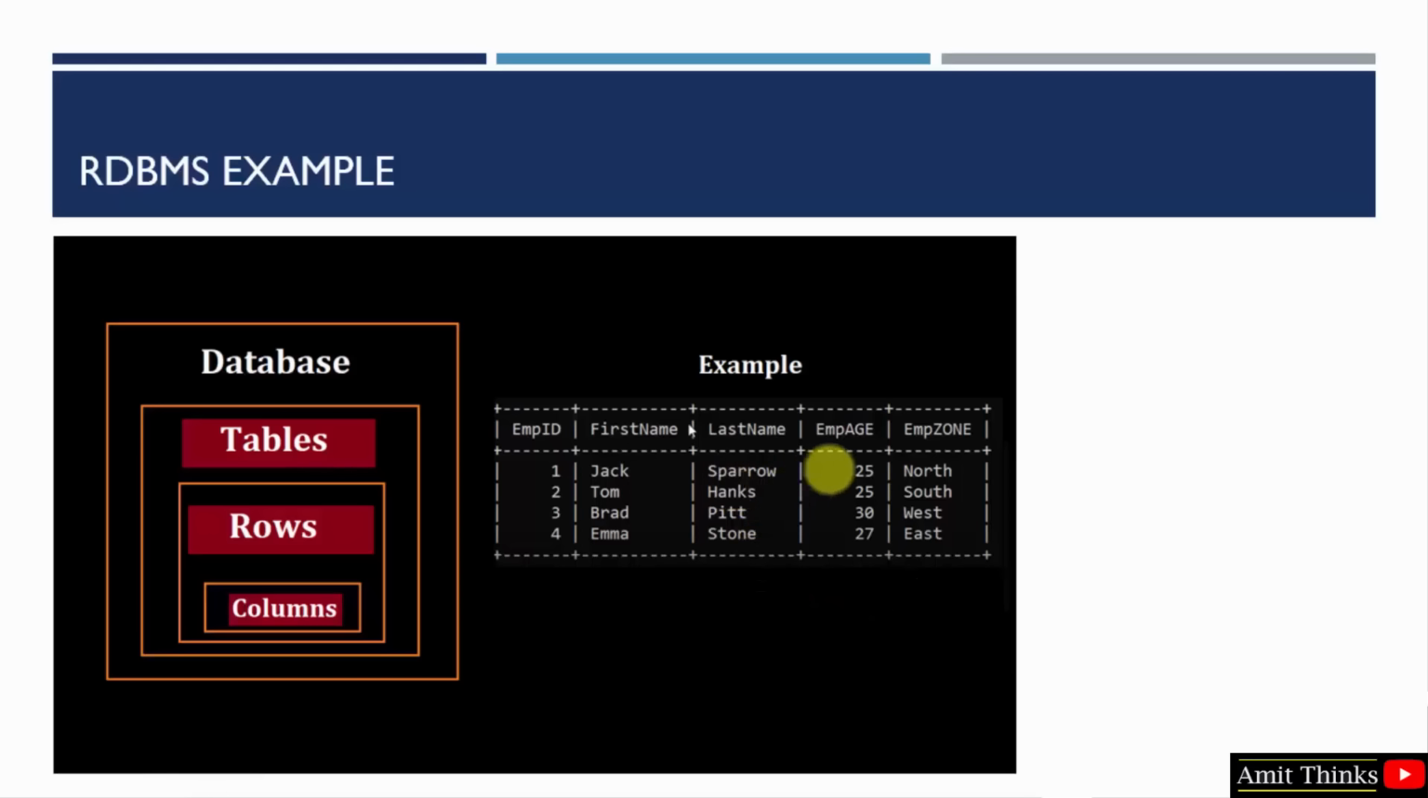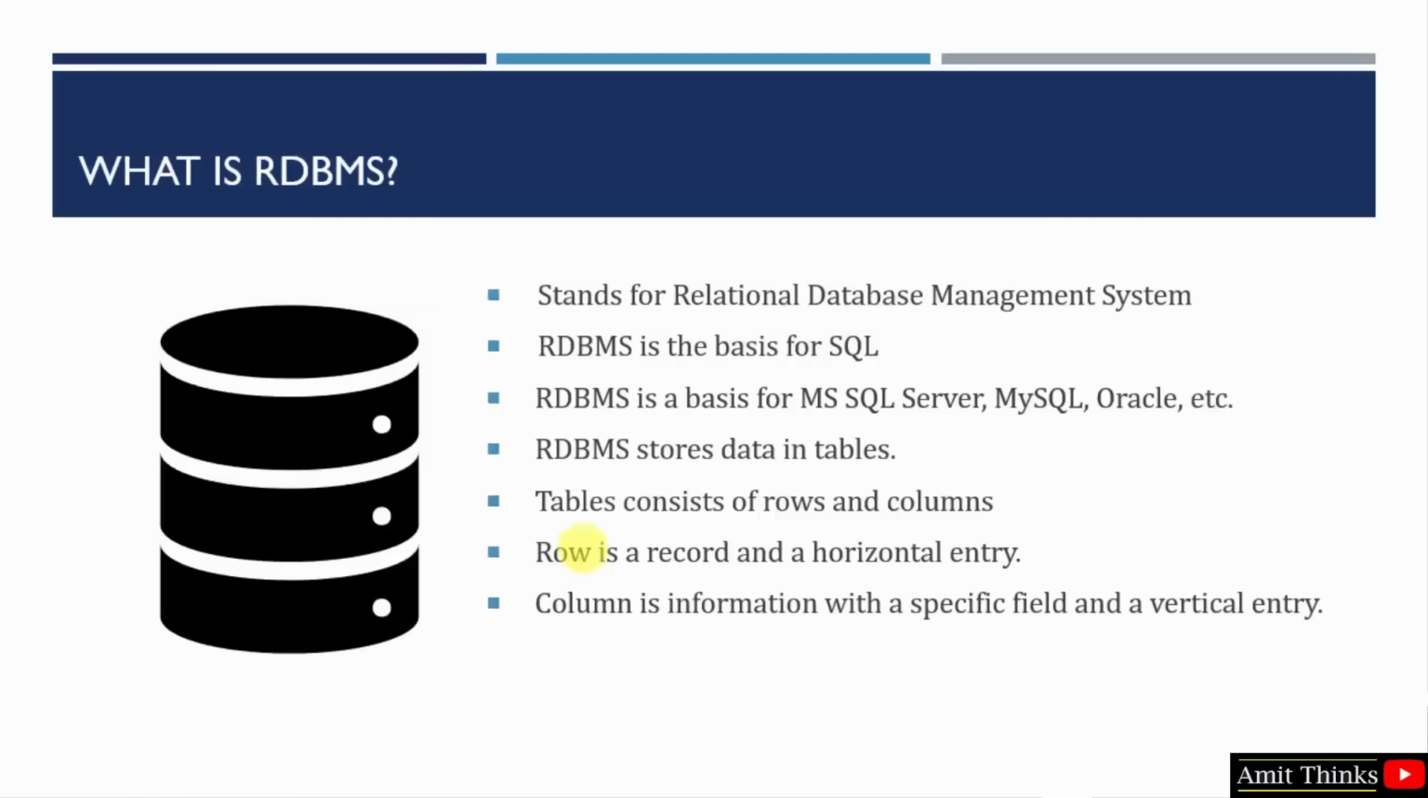Relational means relation between rows and columns. So this is what we have shown here. RDBMS, it's a form of a table. That is, a table has rows and columns, and a database has a group of tables. So that means a relation. A relation of rows and columns is called a table, and this is what we call RDBMS. So Relational Database Management System. This is the basis for SQL.